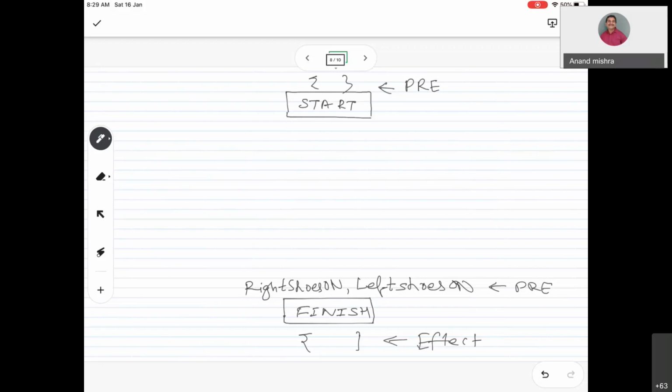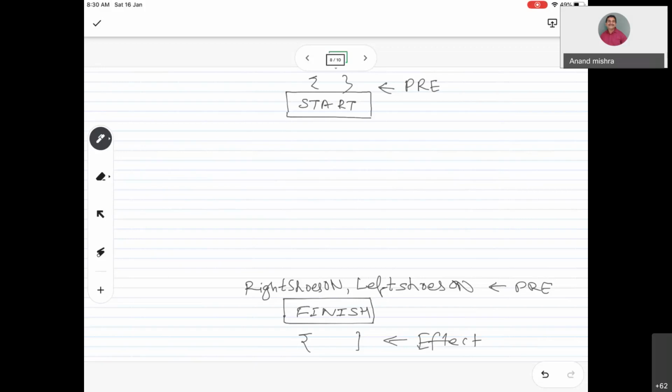Now you can have some ordering constraint here. That's true, if you do not assume that shoes and socks are already there, then that's the condition. But the initial state is the effect of a start, right? Here we are assuming that shoes and socks are anyway there, so we are not really worried about whether they are there or not. So the effect of a start is nothing.